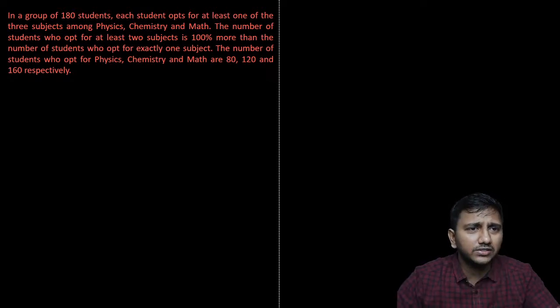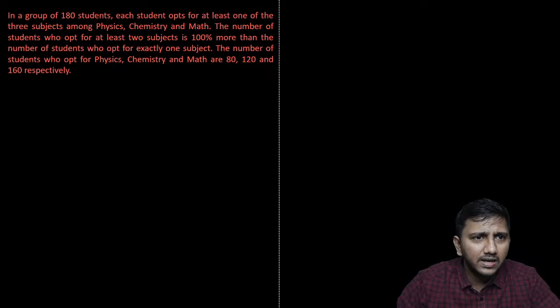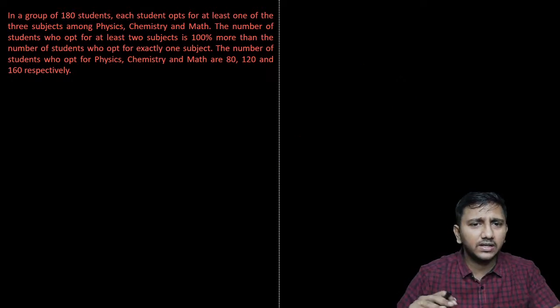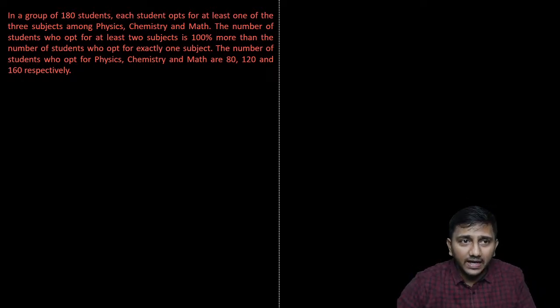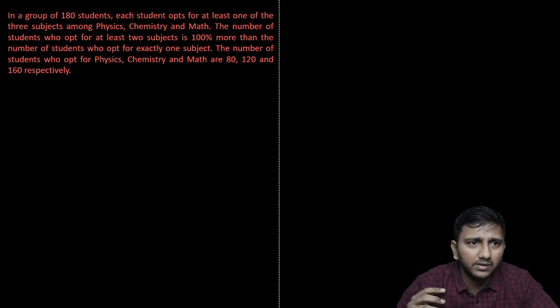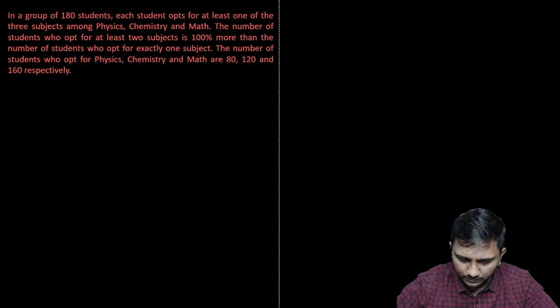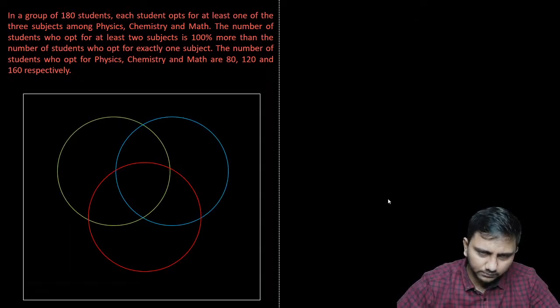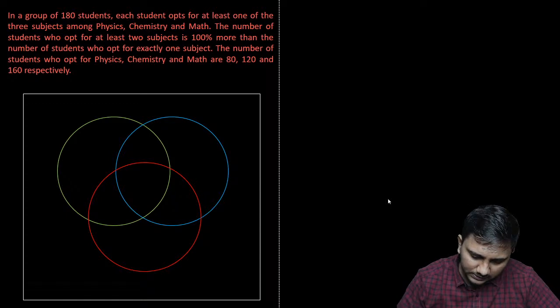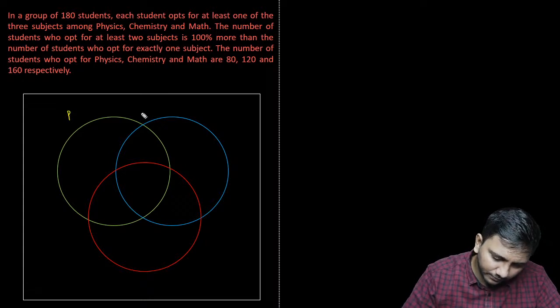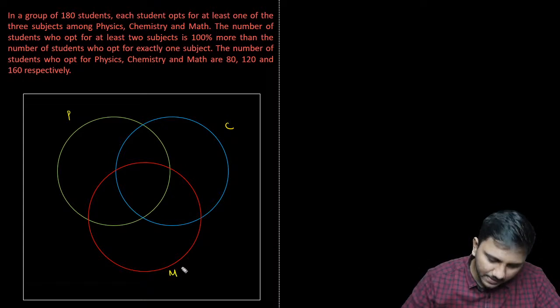In a group of 180 students, each student opts for at least one of the three subjects among physics, chemistry, and math. Okay, first thing that I understand here, let me quickly clean my screen. The first thing I understand here is this is going to be a Venn diagrams question with three parameters, and the three parameters are physics, chemistry, and math. So let's put a Venn diagram. Let's say this is my Venn diagram. Let this green one be physics, the blue circle, let it represent chemistry, and the red one, let it represent math.